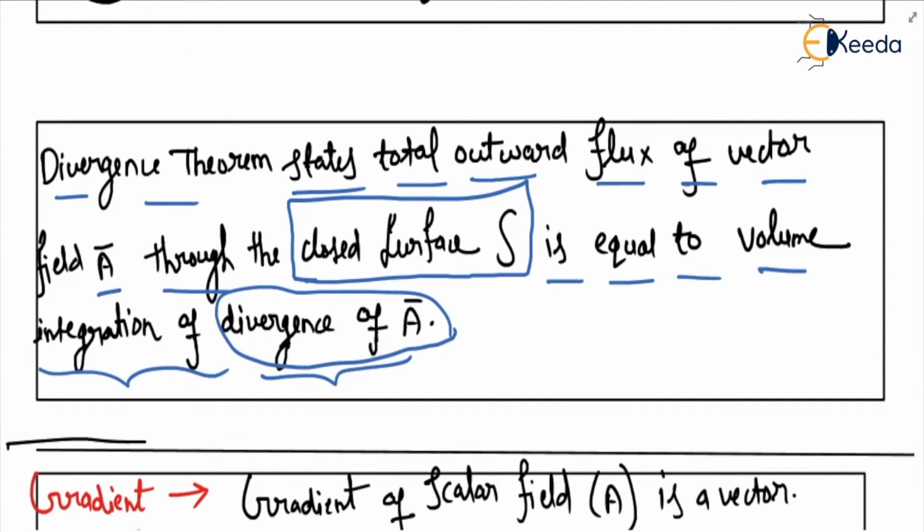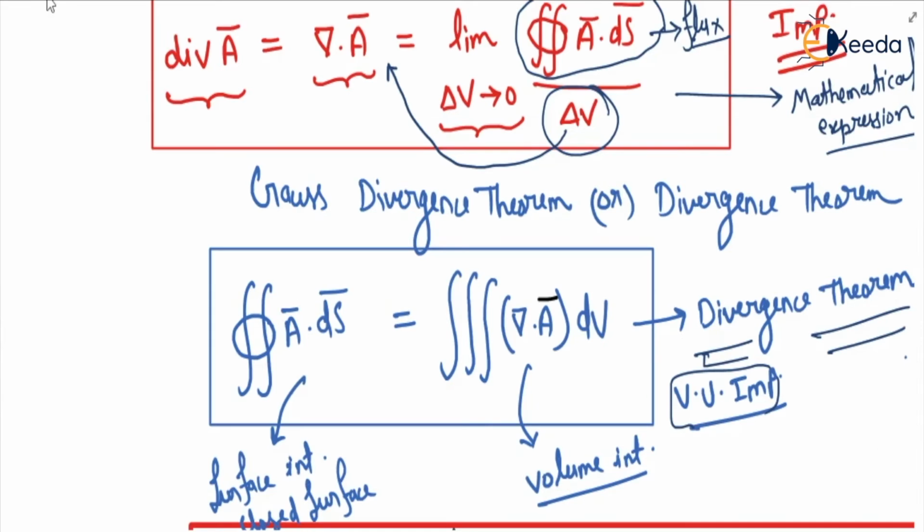Very important. It is equal to the volume integration of divergence of A, which we can see from this mathematical expression. The surface integration of the vector field A on the LHS is equal to the volume integration of divergence of A, and that volume is the volume which is covered by the closed surface.